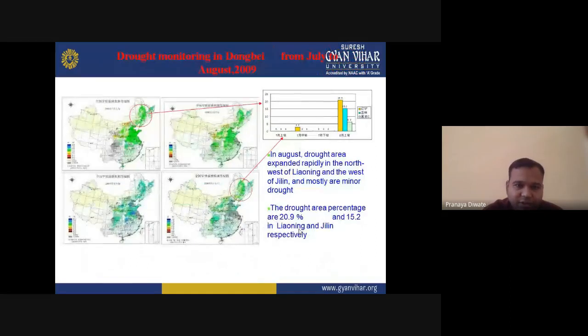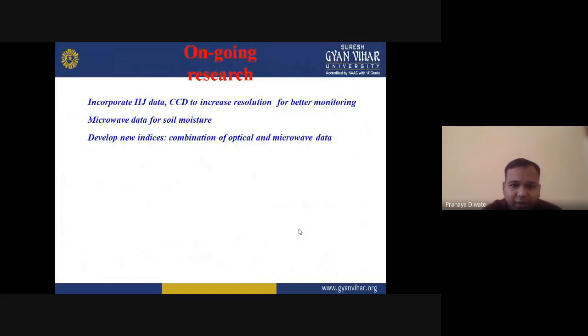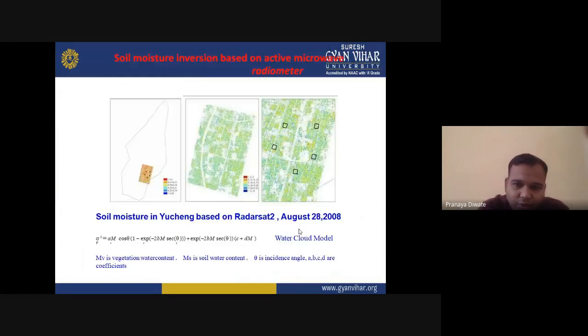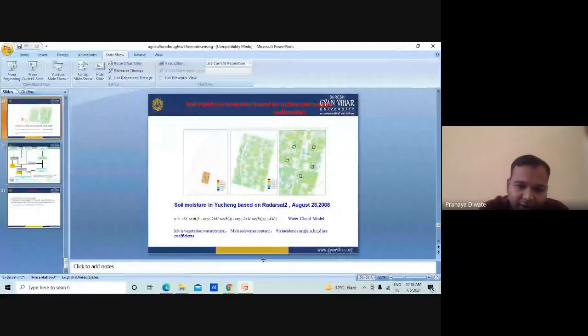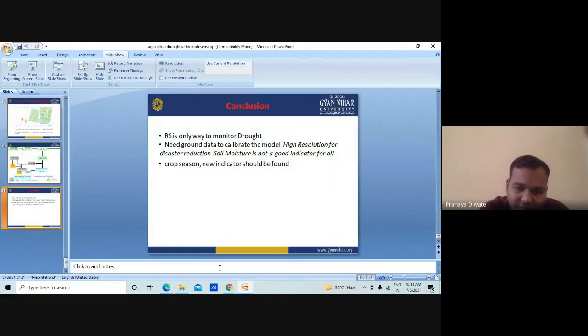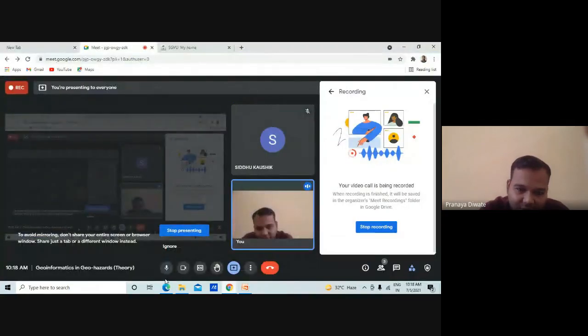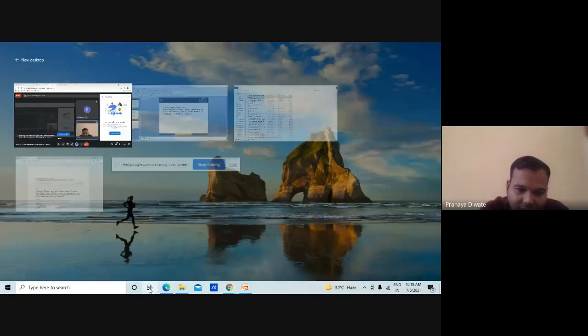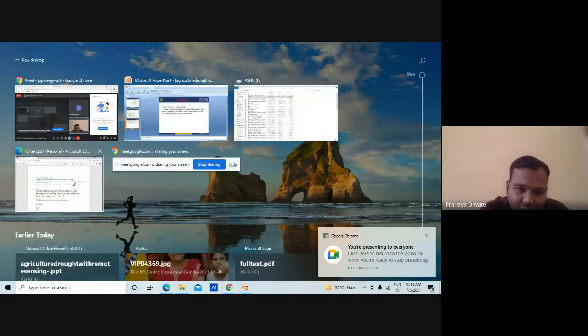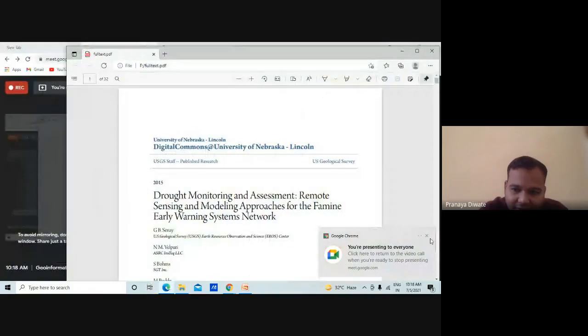After this, you actually need ground data. You also need ground data for the validation of these indices. So you need a validation point for all the indices you have used, for whatever data you have used in the calculation.